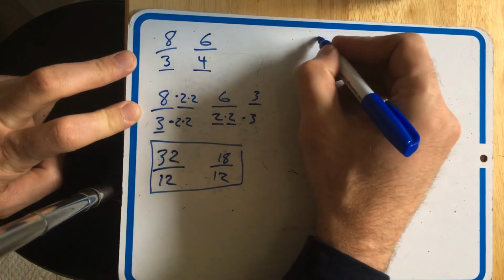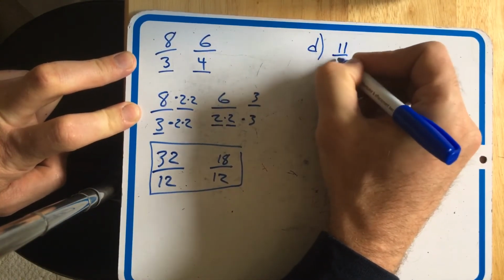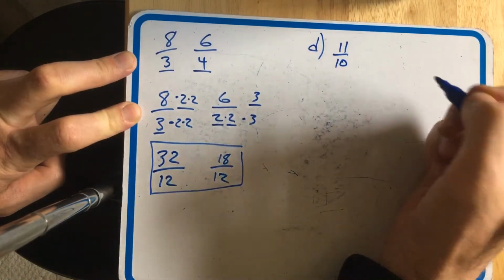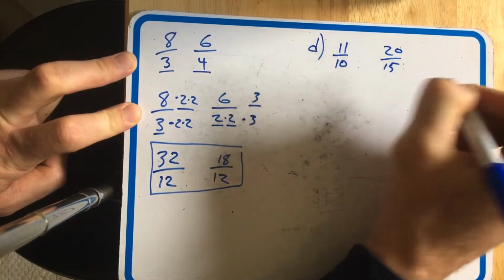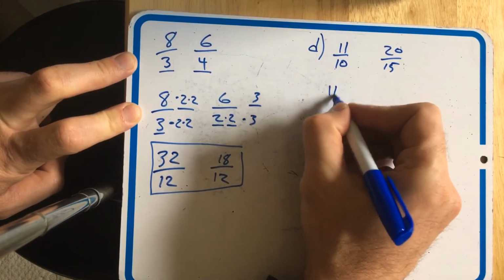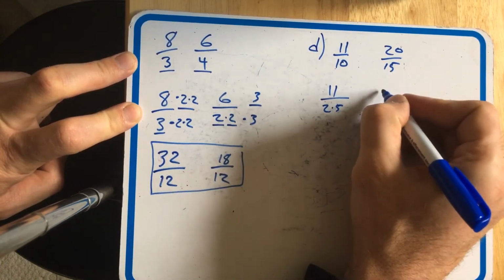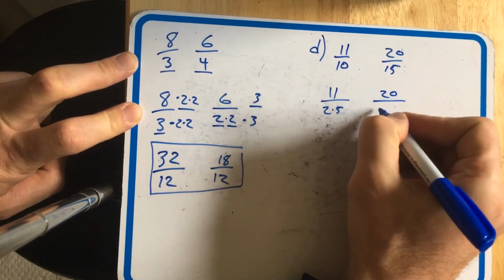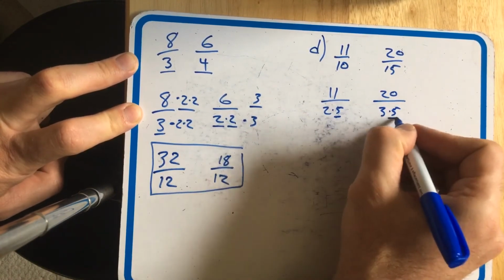Another question here, if we're looking at D, it's a little bit different. So we have 11 over 10, and we have 20 over 15. The same idea goes though. We're going to prime factor the denominators. So we have 11 over 10 is the same as 2 times 5. 15 is the same as 3 times 5. And so what we notice here is that 5 is the same on both.